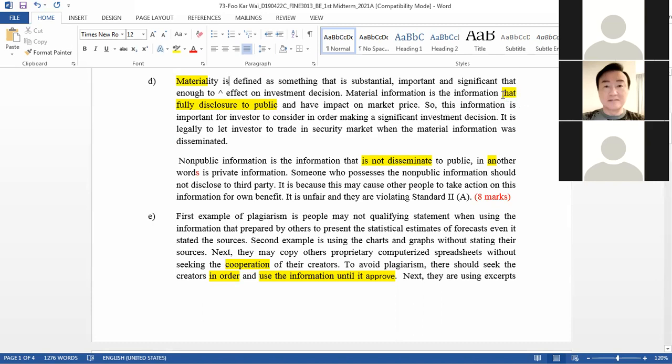Right. So this part, this is a big screw up. Material information is the information that fully disclosed to the public. Non-public information is the information that has not been disseminated to the public, right? In other words, it's private information, right? In its totality, you still get 8 out of 10.